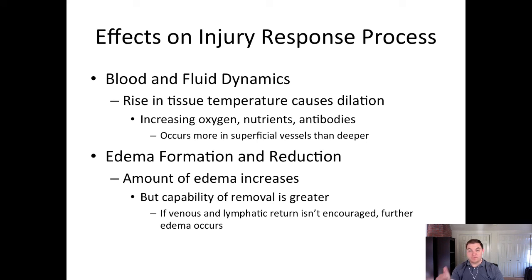On body and fluid dynamics, the rise in tissue temperature causes dilation, right? Constriction is ice, dilation is heat, which increases nutrients, oxygen, antibodies, and this occurs more in superficial vessels than deeper vessels. Amount of edema can actually increase, but capability of removal is greater because the lymphatic system and venous system are dilated, if you will, and yeah, it can help move debris out better.